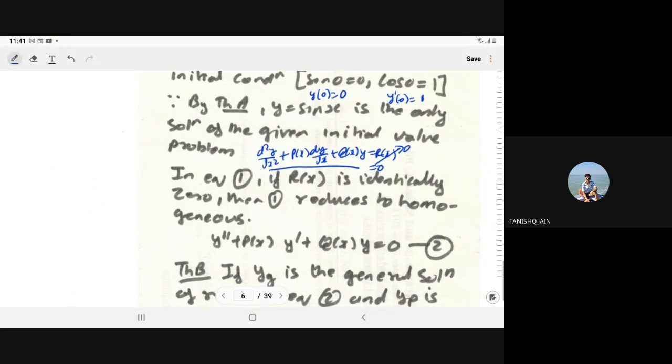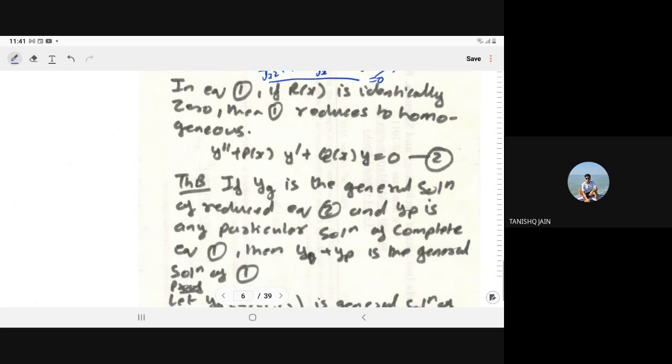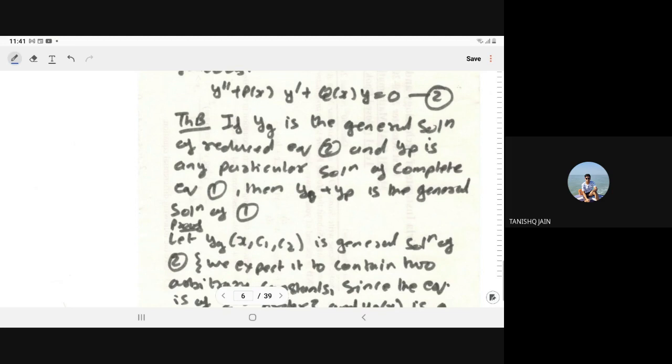So I was discussing, when the right hand side R(x) is identically 0, then the reduced equation will become the homogeneous equation. So depending on the homogeneous equation, we have this theorem B. If Yg is the general solution of reduced equation 2, which means the homogeneous equation, and Yp is any particular solution of complete equation 1, then Yg plus Yp is the general solution of 1.